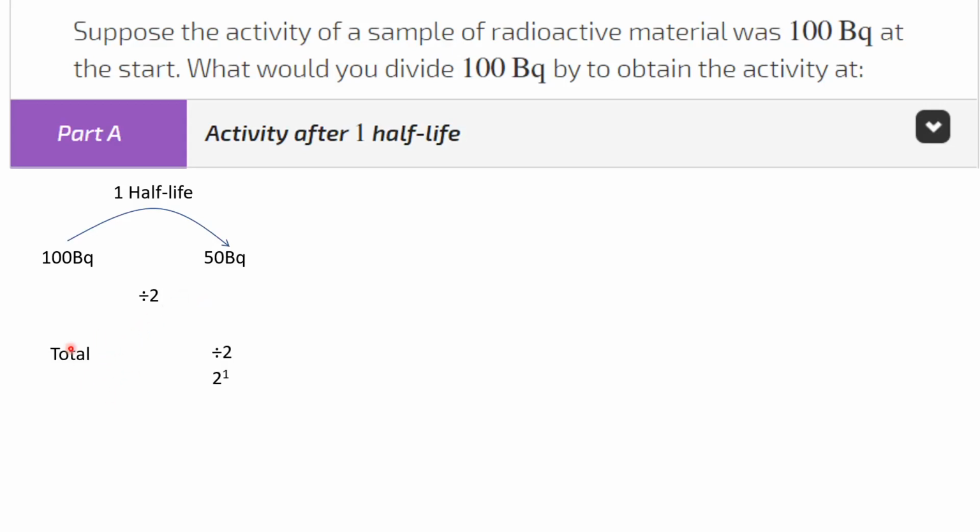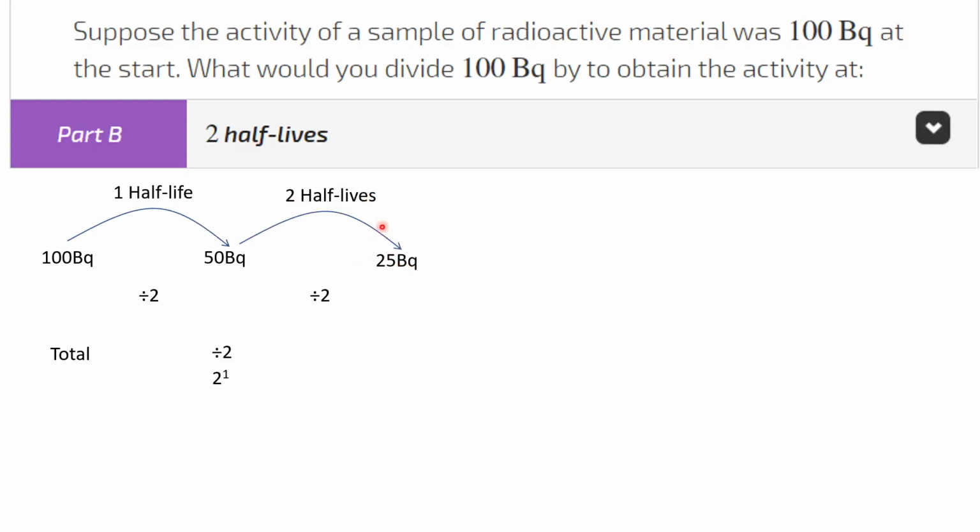Now at the bottom here, I'm going to keep a total of what we've divided by at each stage. So once again, to get from 100 to 50 after one half-life, we've divided by 2, which is 2 to the power 1. That will become important in a moment. Now after two half-lives, what's the total activity going to be? Well, it's going to be this new 50 divided by 2 again. So after two half-lives, it's going to go down to 25.